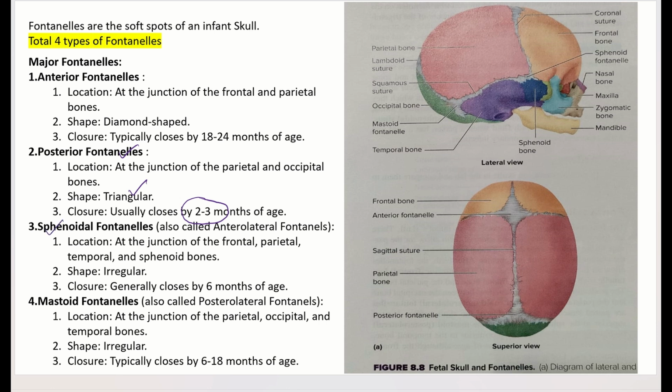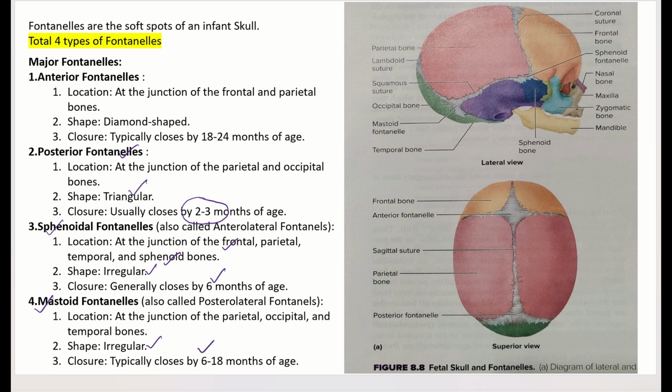The third one is the sphenoid fontanelle, also called the anterolateral fontanelle, and it is located at the junction of the frontal, parietal, temporal, and sphenoid bone. It is irregular in shape and generally can be seen up to the age of 6 months only. The fourth is the mastoid fontanelle, also called the posterolateral fontanelle, and it is located at the junction of the parietal, occipital, and the temporal bone. Its shape is irregular, and it can be seen up to the age of 6 to 18 months.